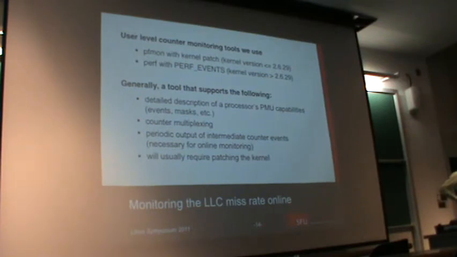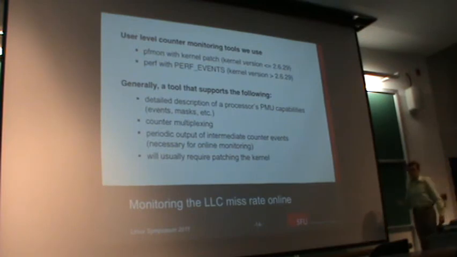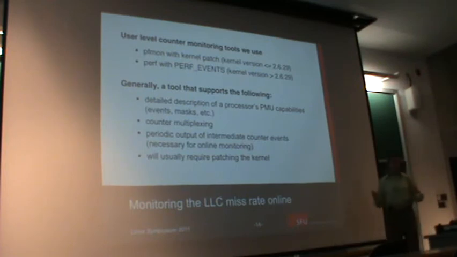Generally, pretty much any tool that monitors the hardware counters is applicable for scheduling purposes. It only needs to provide you a detailed description of the processor's capabilities, or you can use the docs if you're just lazy, right? It needs to have counter multiplexing. The number of hardware registers that can give you the information you need is limited. If you have a lot of threads, usually there are only 2 to 4 registers that can track the information at the same time.